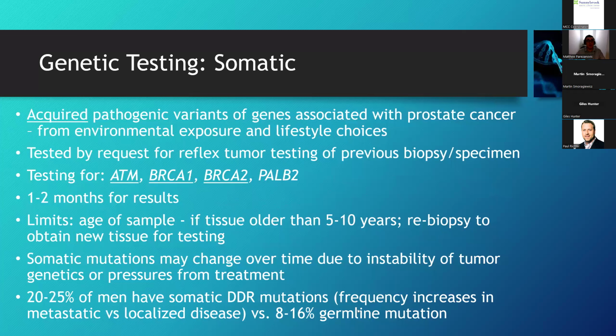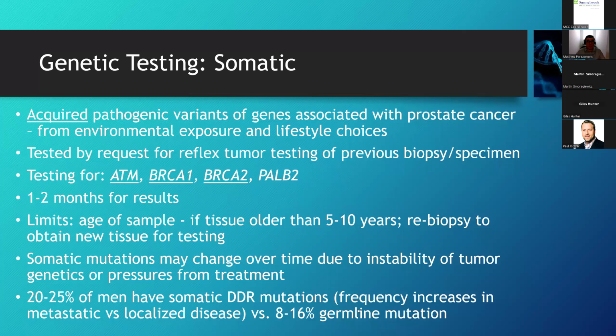On the flip side, we also do offer somatic testing. These are considered acquired pathogenic variants of genes associated with prostate cancer, from environmental exposure or lifestyle choices. The test is by request for reflex tumor testing on a previous biopsy specimen. We're testing for ATM, BRCA1, BRCA2, and also PALB2. It's taking anywhere from 1 to 2 months to obtain a result. There are some limits, specifically the age of the specimen. In discussions with the lab, tissue anywhere from 5 to 10 years old might be challenging, to the point where they would not be able to run the test. And if we do require this, rebiopsy for new tissue testing would be required.